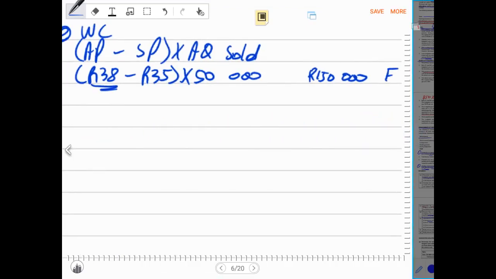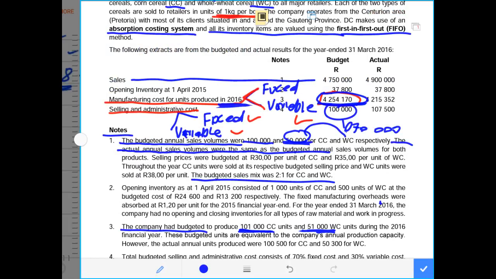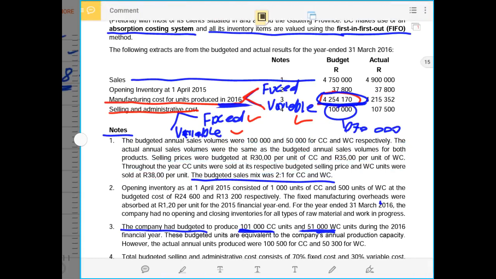Remember, once again, I want to bring you to the selling price. The selling price for the whole wheat was 35 rand per unit. Selling prices were budgeted at 30 rand for CC and 35 for the whole wheat. They said that throughout the year, product CC was sold as budgeted. However, WC was sold at 38. This is the actual selling price, which was different from the budgeted selling price. So hence there was a variance for the product whole wheat.